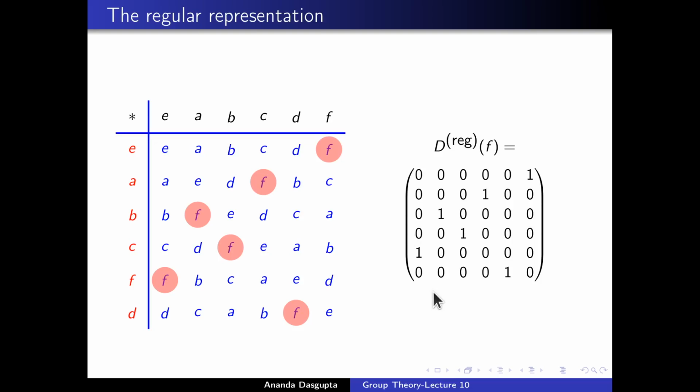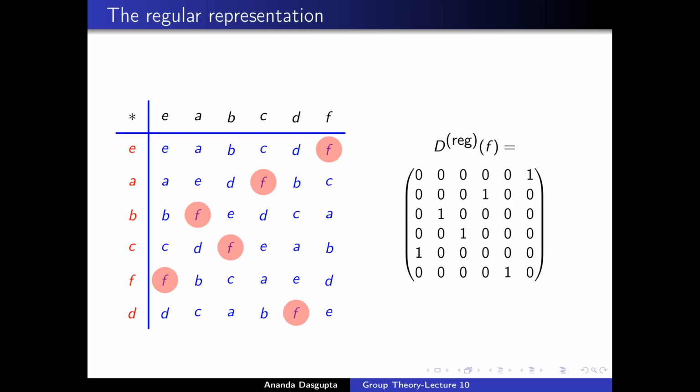At this point, I will draw your attention to a very important observation. Why this is so important will be clear when we talk about characters later. But let me just point out the observation at this stage anyway. It is obvious that the identity will be represented by the identity matrix. The number of rows and columns of the matrix will of course be the number of elements in the group G, because that's exactly the dimensionality of the group algebra.